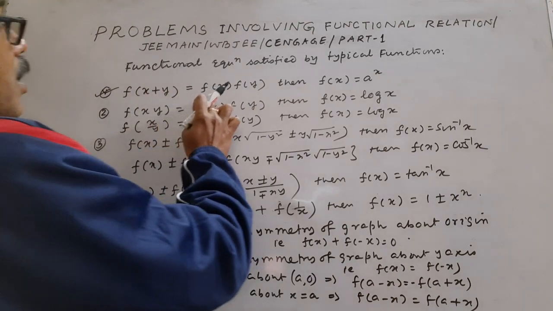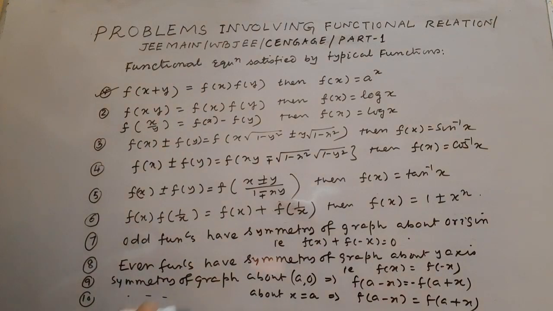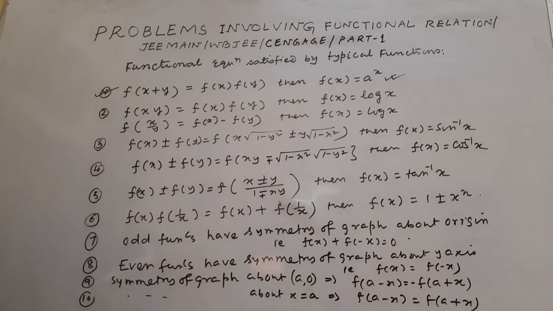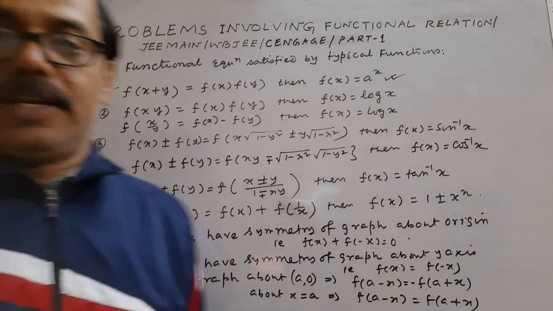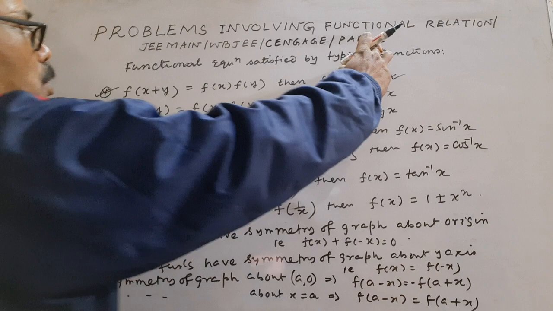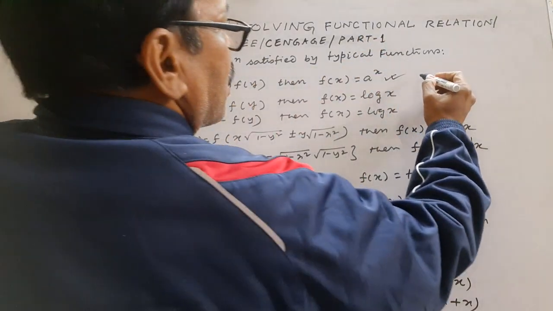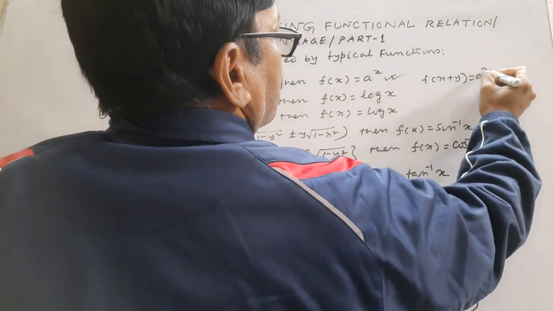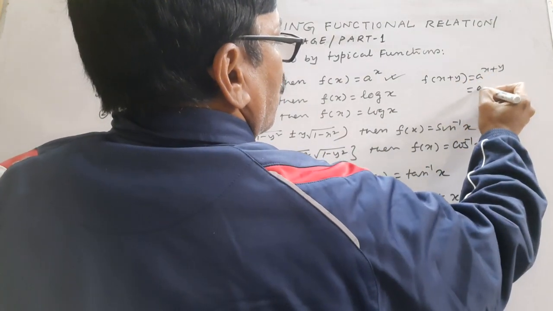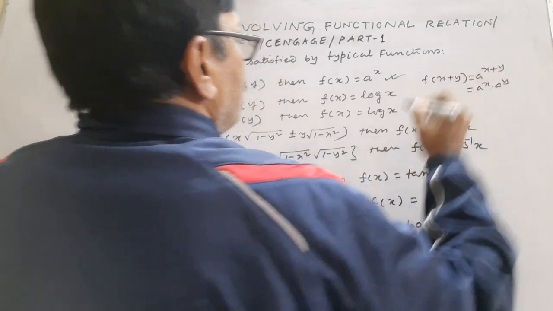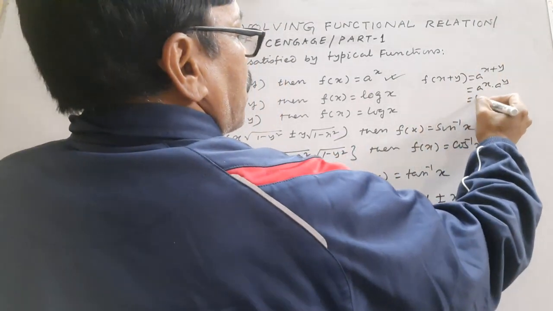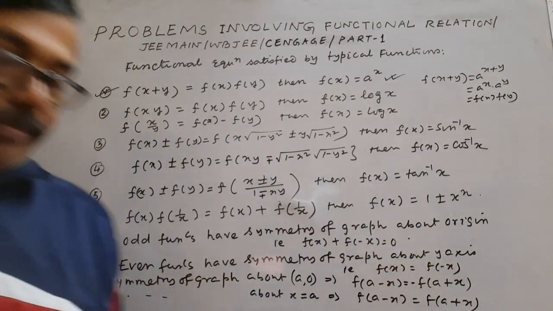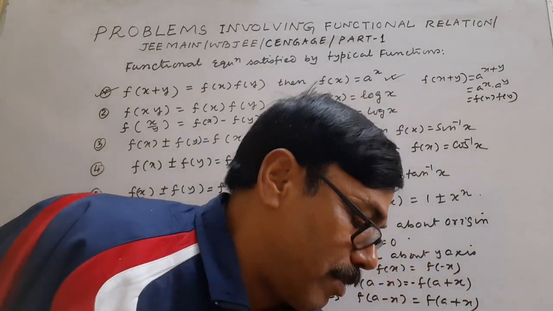Number 1. If f(x+y) = f(x) into f(y), then f(x) equals a to the power x. Very simple proof. Look, what is f(x+y)? It is obviously a to the power x+y. So by the rule of indices, a to the power x into a to the power y. This is f(x) and this is f(y).